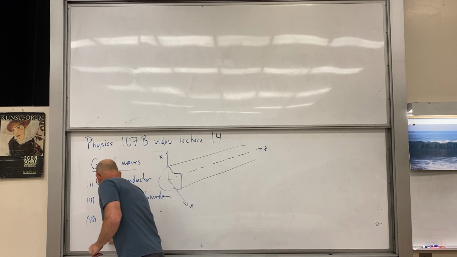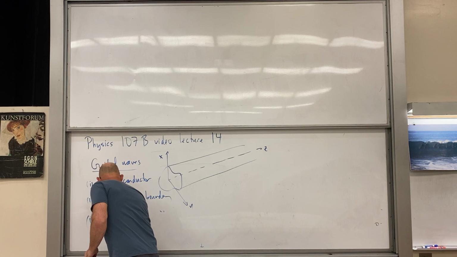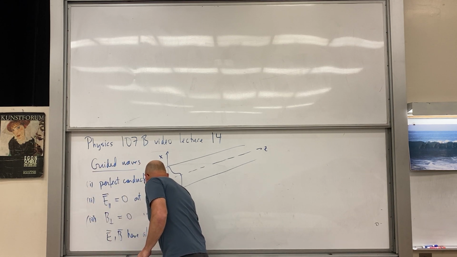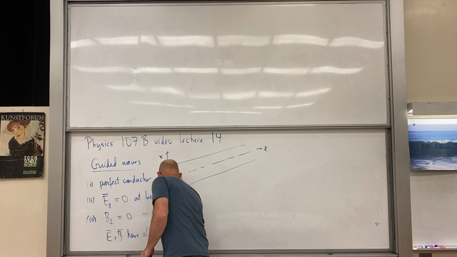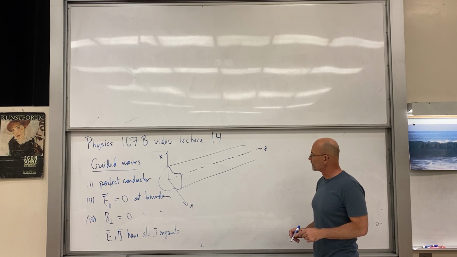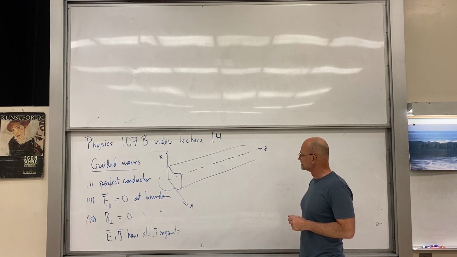So E and B have all three components, which is to say they're not generally transverse. We'll see some conditions on that later on.